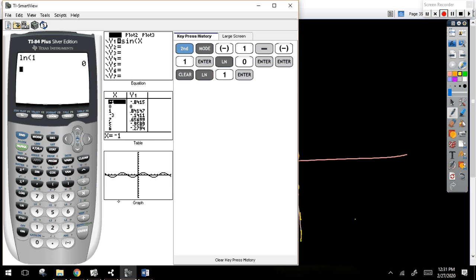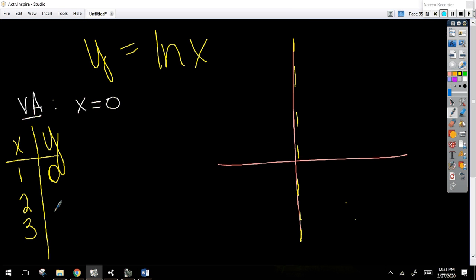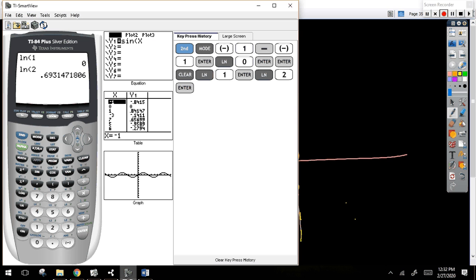Natural log of 2. Does anybody remember what natural log is? It's a log with a special base. Natural log is the same thing as log base e. That e we did yesterday. And then natural log of 3 is 1.10.